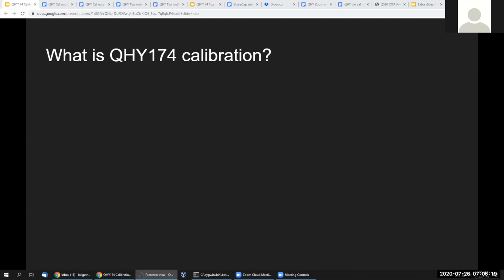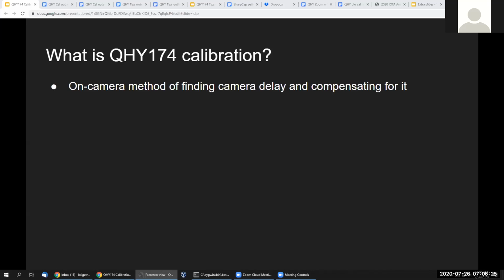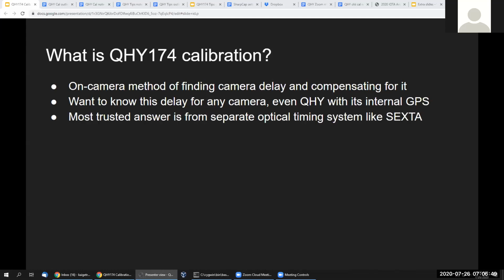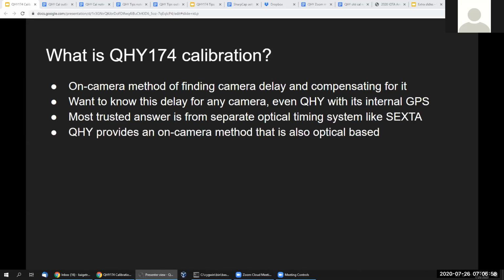So first off, what's calibration? For the QHY cameras, it's an on-camera method of finding the camera delay, that delay between the actual optical start of exposure and the time-stamped start event, and for compensating for it. So basically making the effective camera delay 0. Of course, we want to know that for any camera, even ones with an internal GPS like the QHY cameras, because even then there still could be some sort of firmware or electronic delay. The best way of finding that out is some external source like a Sexta system that can time it. But QHY provides an on-camera method that is also optical based that we can use.